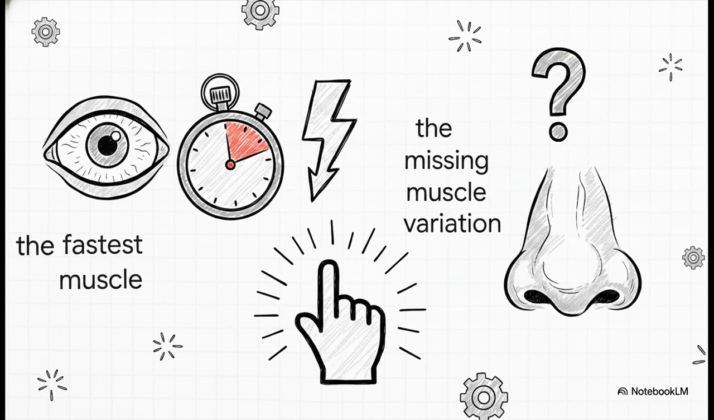But it leaves us with a really fascinating question to ponder. If just one single nerve controls all these nuanced emotions, what happens to our ability to communicate when that nerve misfires? Think about that.